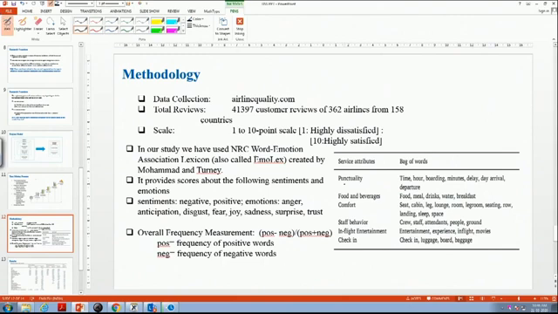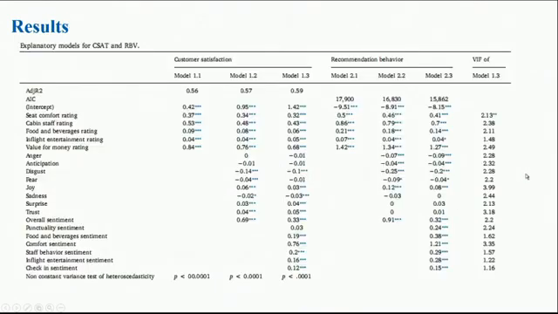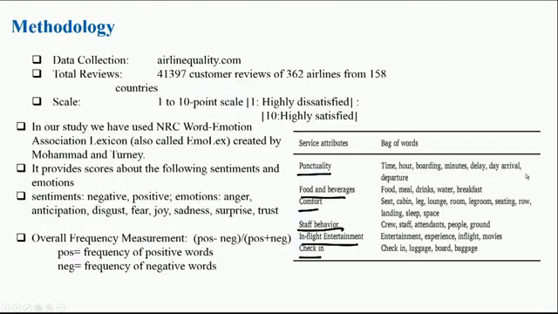The aspects are punctuality, food and beverage, comfort, staff behavior, in-flight entertainment and check-in. Corresponding to these, you will see that these are all nouns that we have got. For food and beverage: food, meal, drinks, water, breakfast. And for time or punctuality, I got boarding, time, hour, minutes, delay, day, arrival, departure. So, these are my basic nouns, and similar things I have got for each of these service aspects.